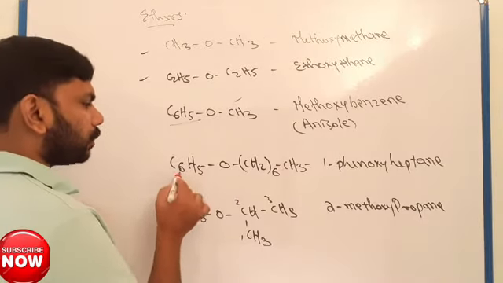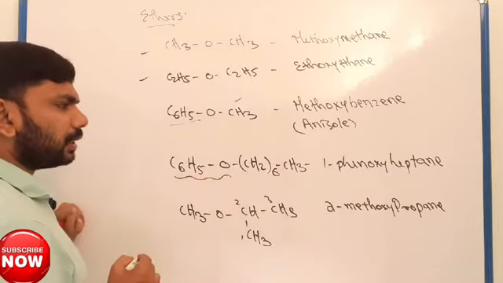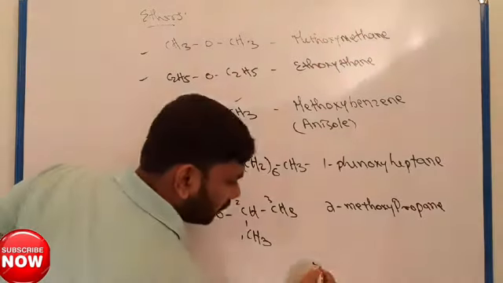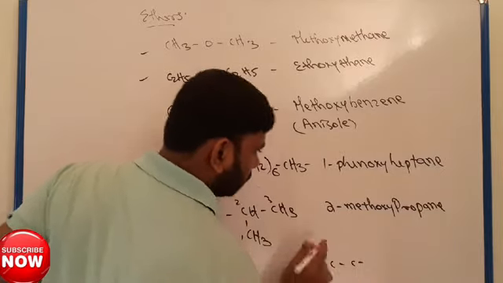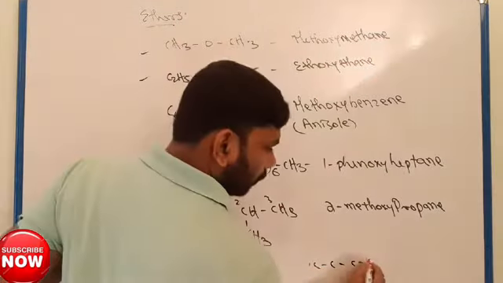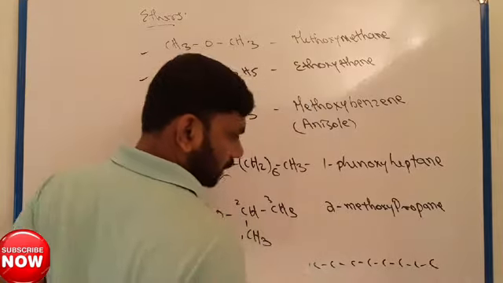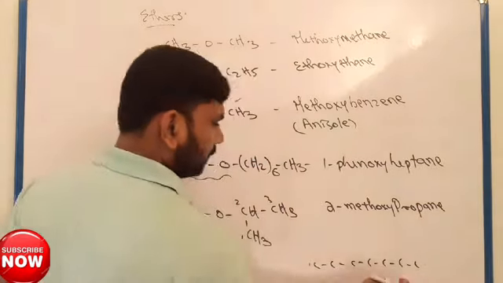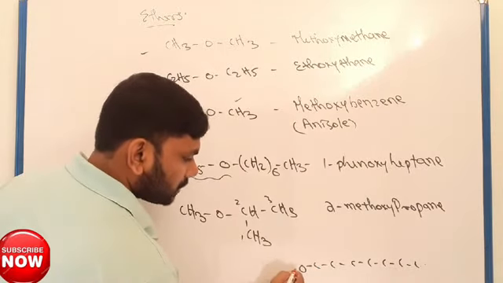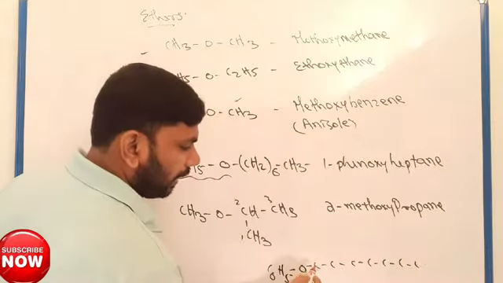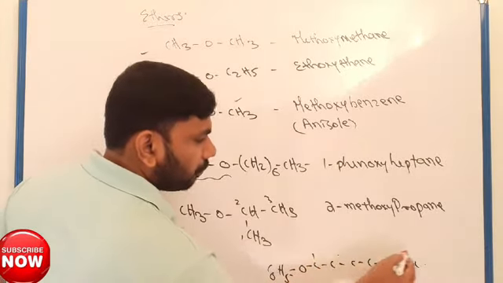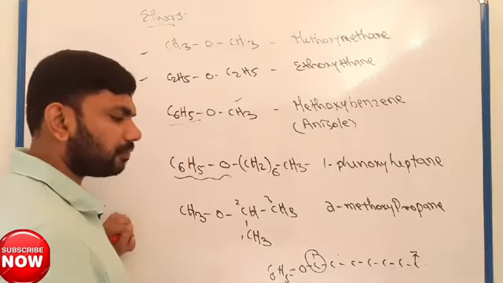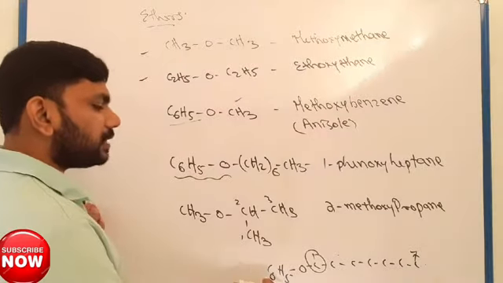And here, look, there is also a benzene ring and oxygen, but here there is a large number of carbon atoms. It is like this: CH2, how many CH2 here? 6. 1, 2, 3, 4, 5, 6, 7, then CH3. So 7 carbons, and here it will be OC6H5. To name this one, we have to give numbers like this, 1, 2, 3, 4, 5 till 7. On the first carbon there is a side chain C6H5O.